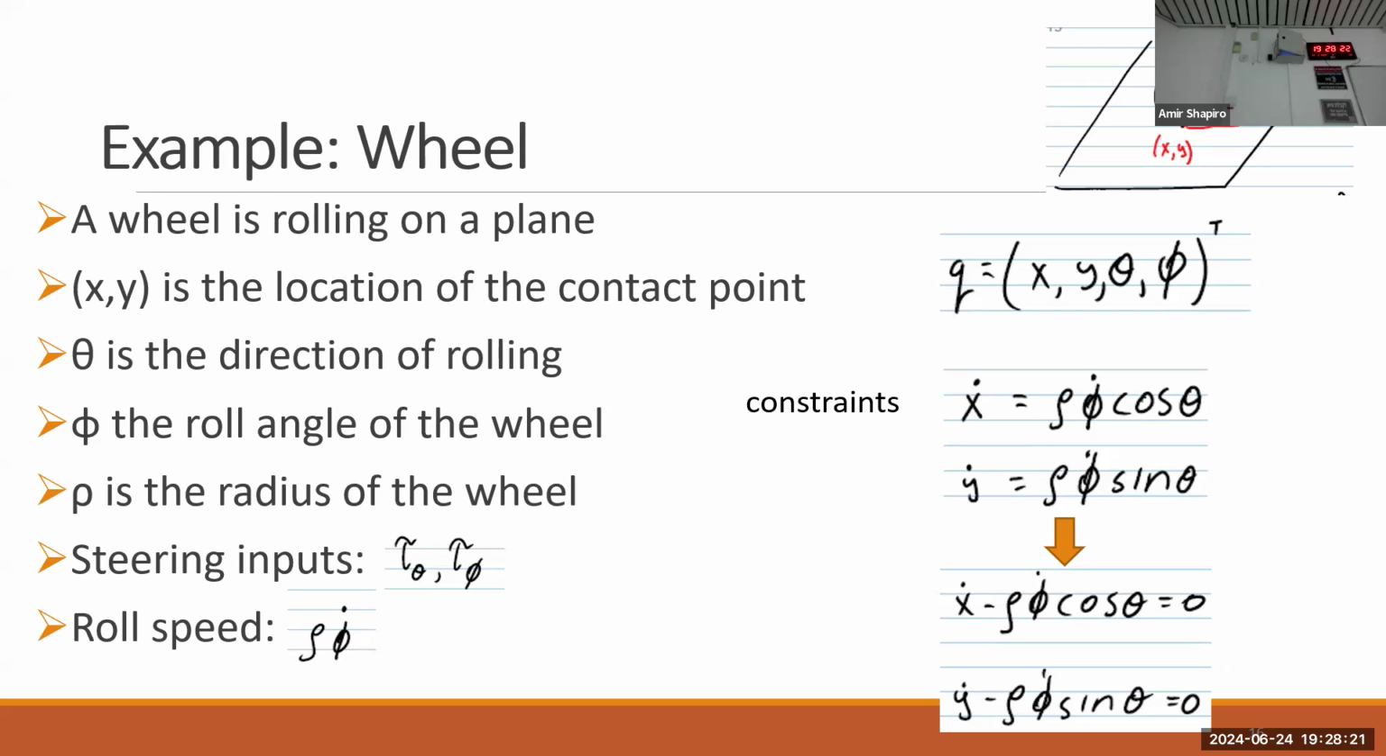We had theta, phi, and rho is the radius of the wheel. And we have steering input, which is tau theta. This is the steering. And phi is not steering, phi is actually driving. And the roll speed is rho phi dot, how much it rolls forward. But we have constraints. x dot, the velocity of the contact point, is rho phi dot, how much it moved forward, in the x direction. So it's cosine theta. And y dot is rho phi dot sine theta.